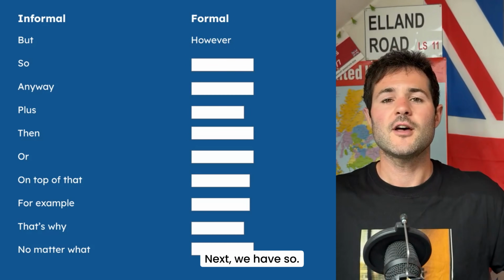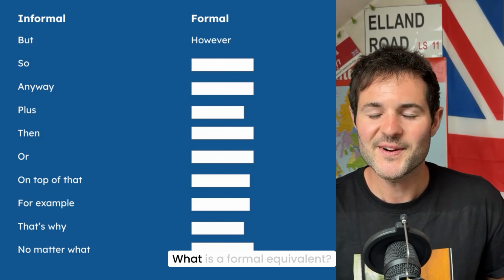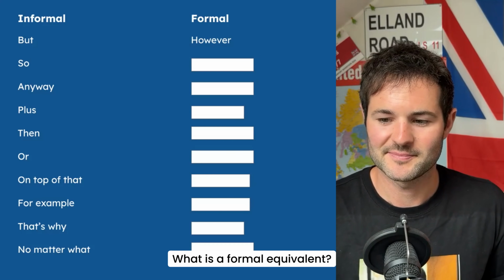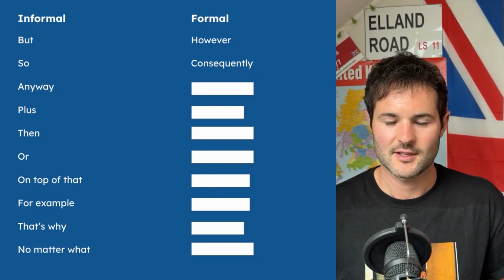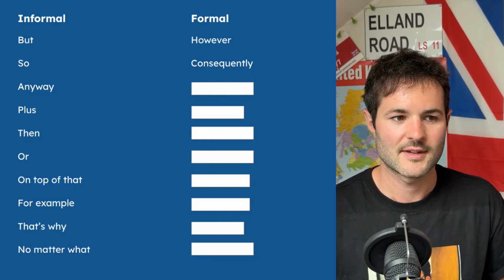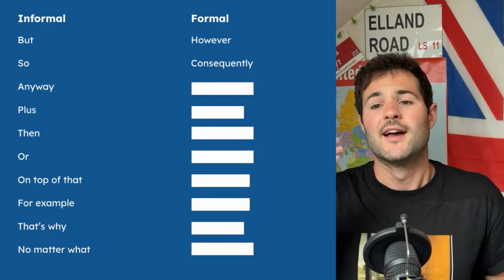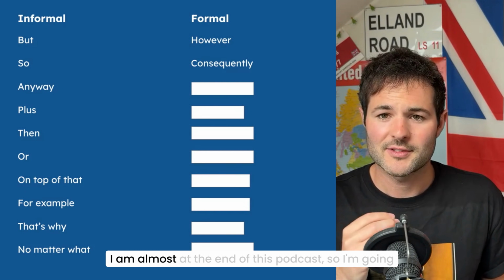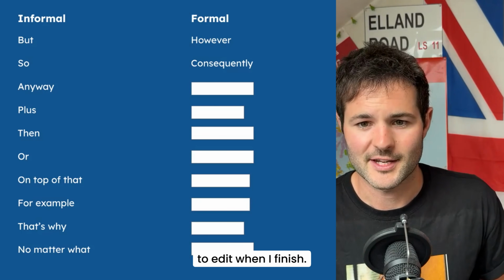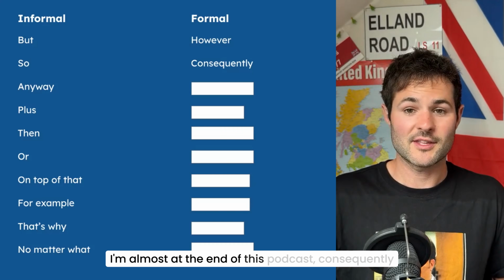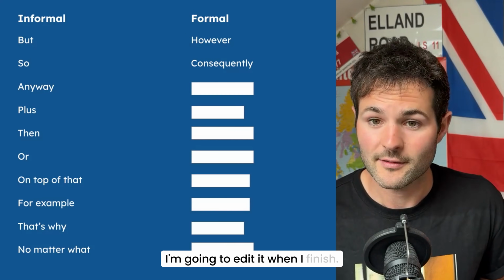Next we have so. So. What is a formal equivalent? We could use consequently, as a result, as a consequence. I am almost at the end of this podcast, so I'm going to edit when I finish. I'm almost at the end of this podcast. Consequently, I'm going to edit it when I finish.